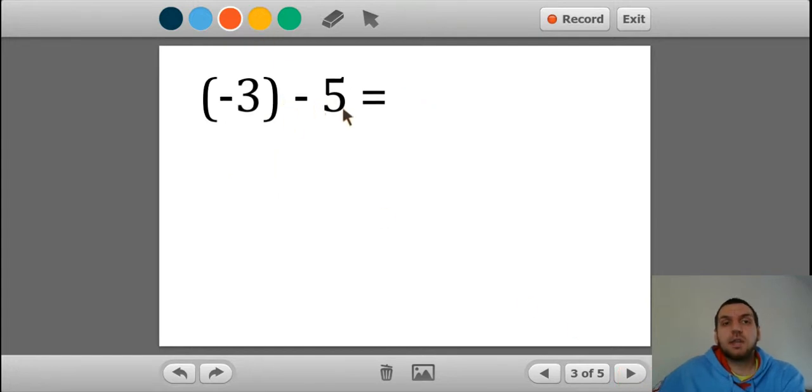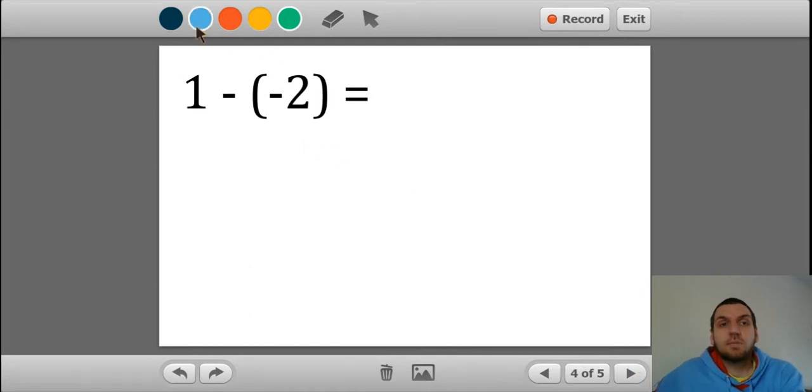Negative 3 minus 5. First things first. For subtracting integers, we always need to add the opposite. So rather than subtract, we're going to add and then put a negative sign here. Negative 3 plus negative 5. They're both negative. That means we're going to add them together. 3 plus 5 is 8. Since they're both negative, our answer is negative. Negative 8.